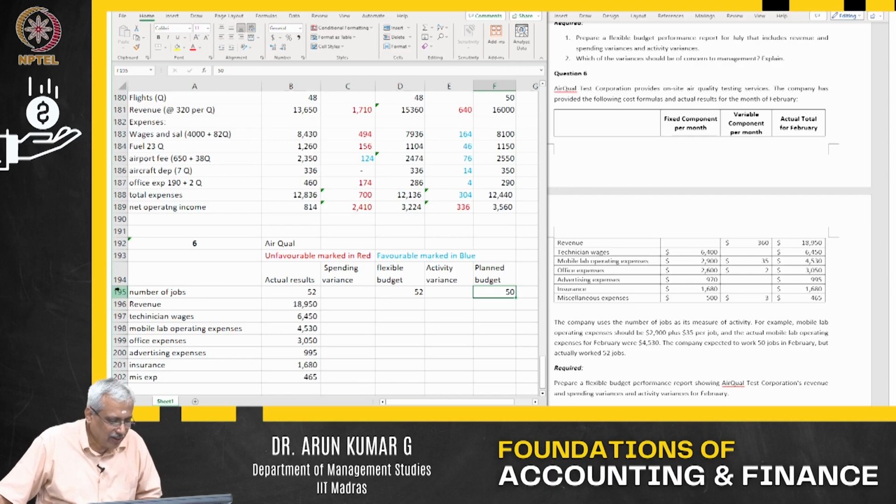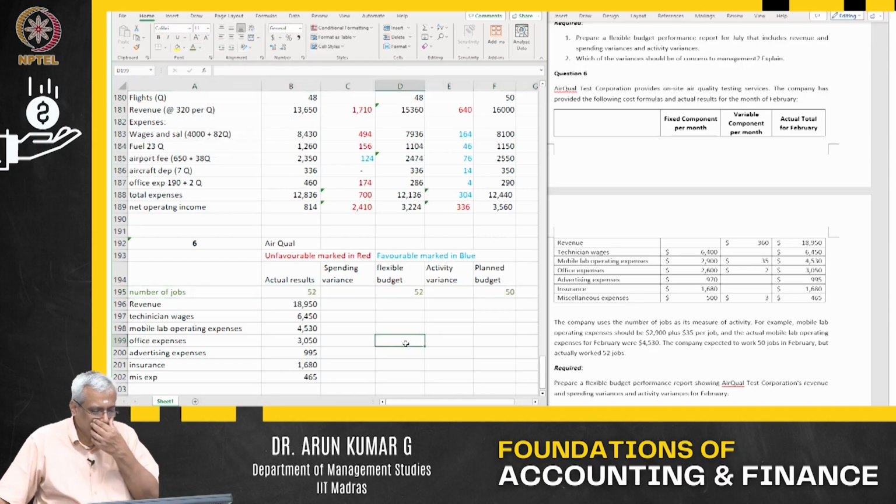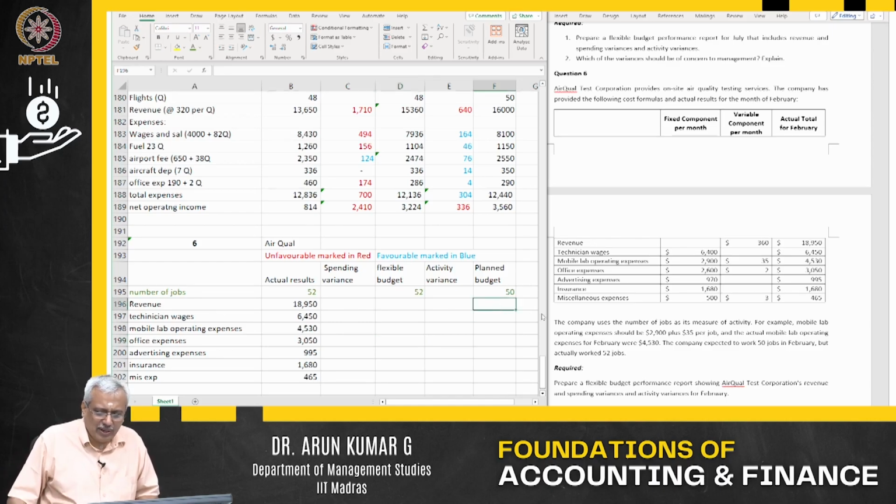So the number of jobs in this particular case, I'm going to use a different color for this. We need this for calculating the flexible budget and the fixed budget also. Let us look at the planned budget. What should be the revenue? It says revenue is $360 into the number of jobs. This should be the revenue.